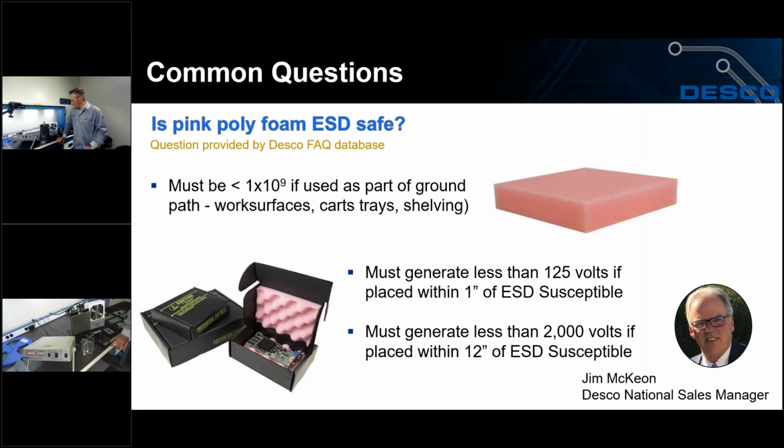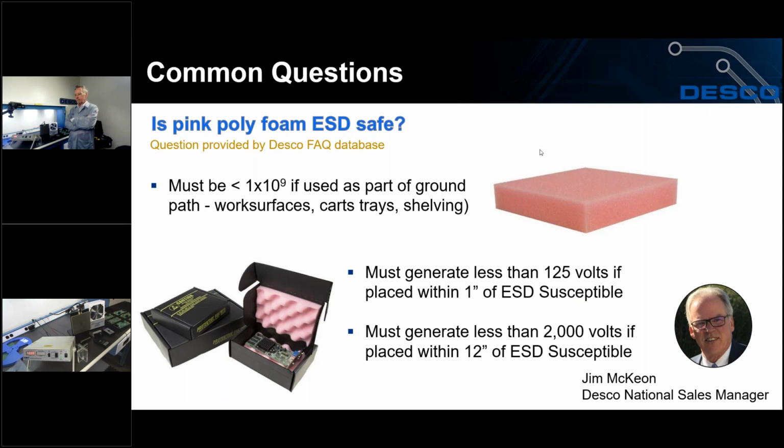And the reason for that is even the best pink poly, even brand new pink poly, if it doesn't generate a charge, it still is going to have a resistance of greater than 1 × 10⁹. So you can have the best setup work surface, the best setup cart, the best setup shelving. If you introduce a piece of pink poly foam or any material that's greater than 1 × 10⁹, then you have just made that whole system out of spec.